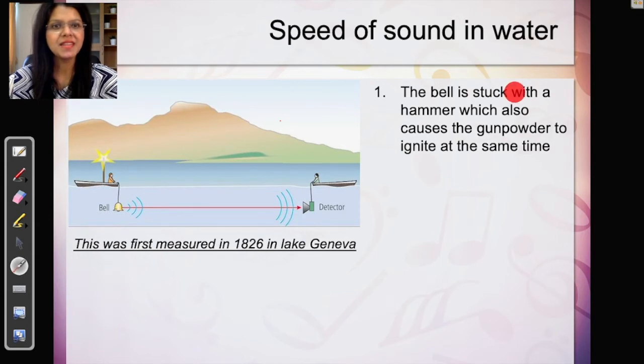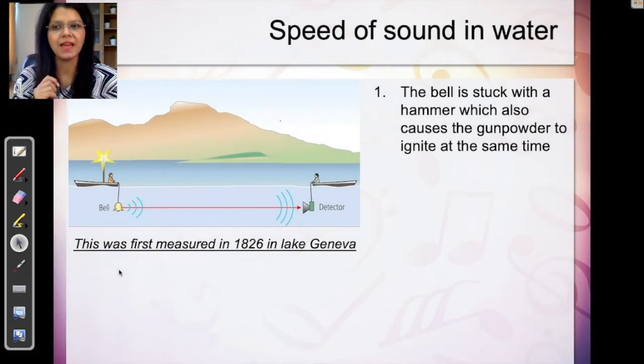The bell is struck with the hammer, which also causes the gunpowder to ignite at the same time. So this flash that you see here is like gunpowder, maybe like a pistol, which is producing a flash. The bell and the ignition happen at the same moment. Important point: the ringing of the bell and the ignition of this gunpowder take place at the same moment. What happens next?